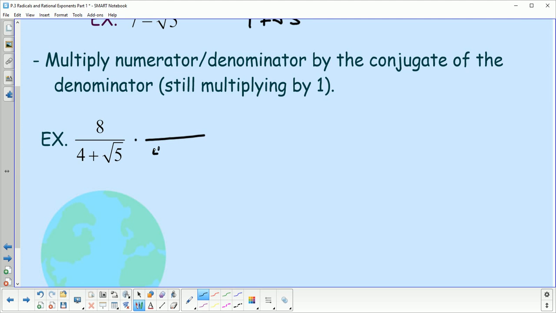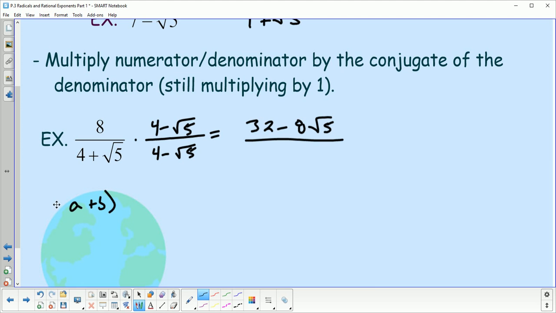So the conjugate here is 4 minus square root of 5 over 4 minus square root of 5. And we're going to have to distribute that 8. So 8 times 4 is going to give us 32 minus 8 times the square root of 5. And then on the denominator, the way this is always going to work, a plus b times a minus b is always going to give you a squared minus b squared. And in this case, a is 4 and b is the square root of 5. So this would end up with 16, a squared, minus the square root of 5 squared, which is 5.